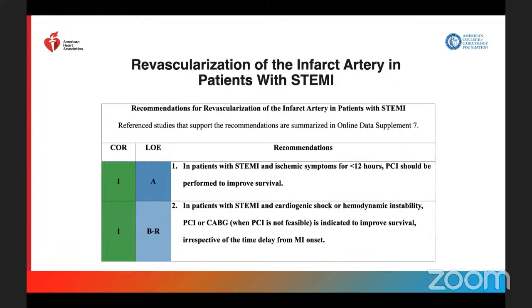Okay, we see here a class 1 recommendation for revascularization of the infarct artery in patients with STEMI. One, patients with STEMI and ischemic symptoms for less than 12 hours, PCI should be performed to improve survival. Two, patients with STEMI and cardiogenic shock or hemodynamic instability, PCI or CABG, when PCI is not feasible, is indicated to improve survival, irrespective of time delay from MI onset. Both class 1.